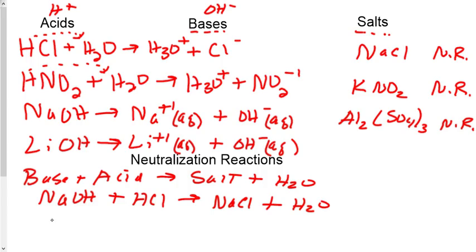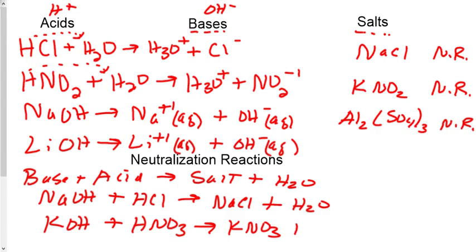As simple as that. Let's take KOH and react that with, let's do nitric acid, HNO3. Again, we see the H and the OH are going to get together to form water, and whatever's left over will form the salt. So that would be KNO3 plus H2O. It doesn't get any more challenging than that. So that's our acids, bases, and salts in aqueous solutions.